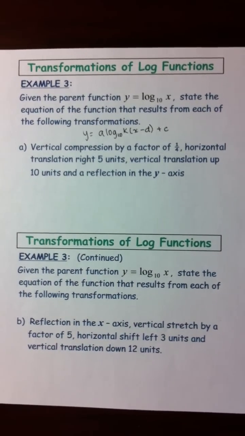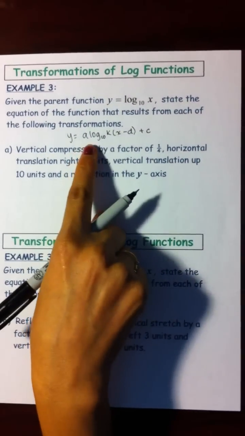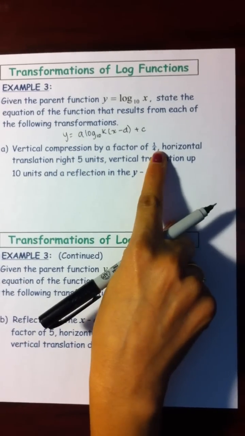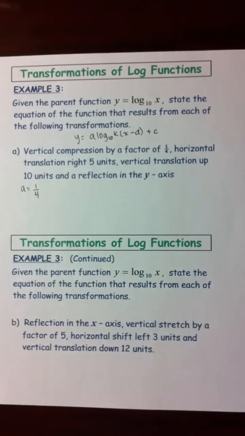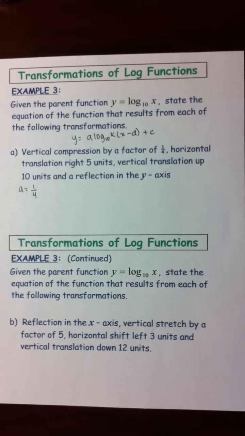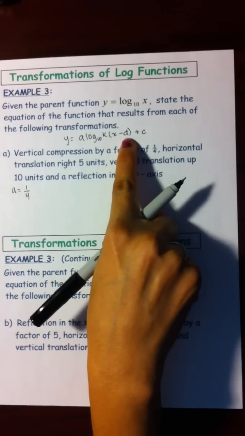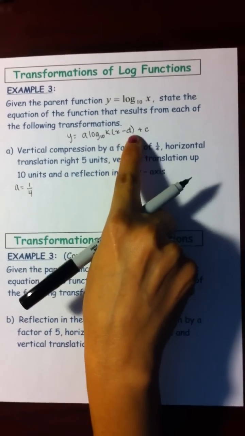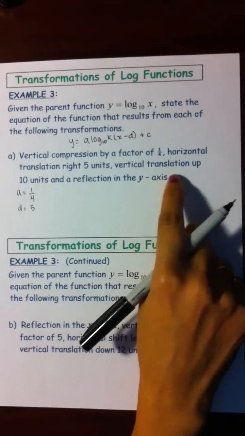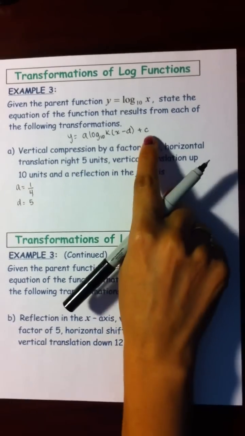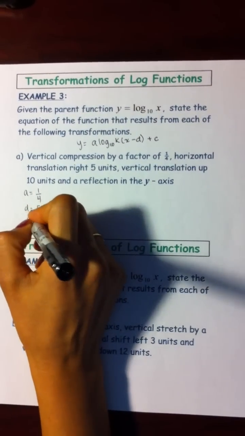So the first part says vertical compression by a factor of 1/4. Vertical compression is basically my a value. So a equals 1/4. I have a horizontal translation, right 5 units. So horizontal translation is my d value. Since it's right 5 units, d is going to be a positive 5. I have a vertical translation up 10 units, and vertical translations are basically parameter c. So c is going to equal 10.